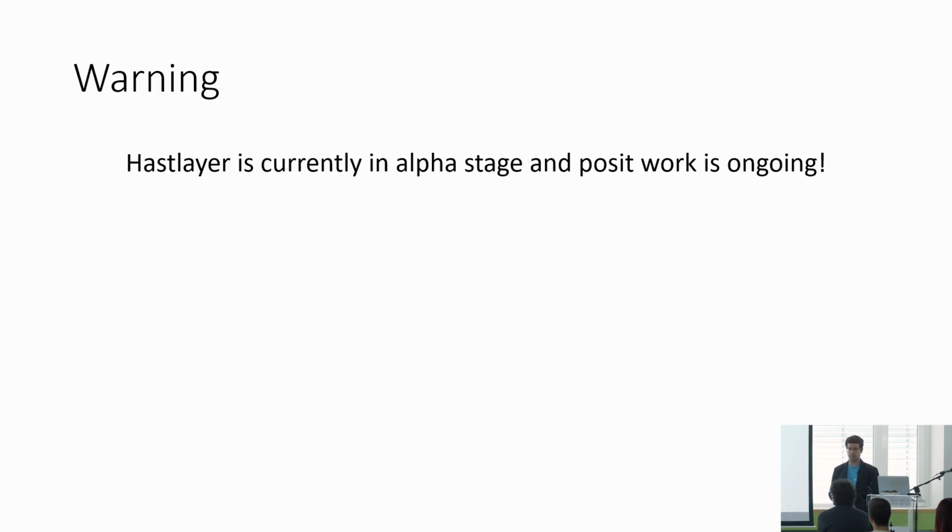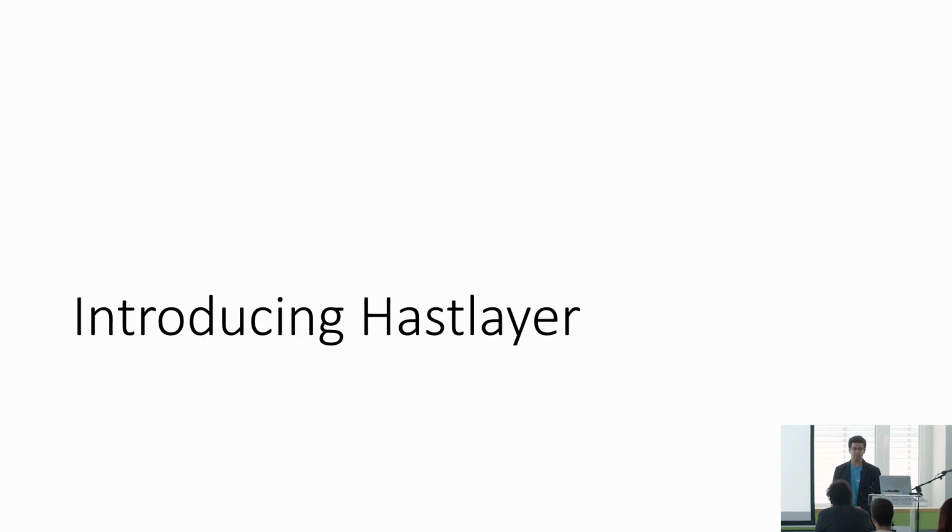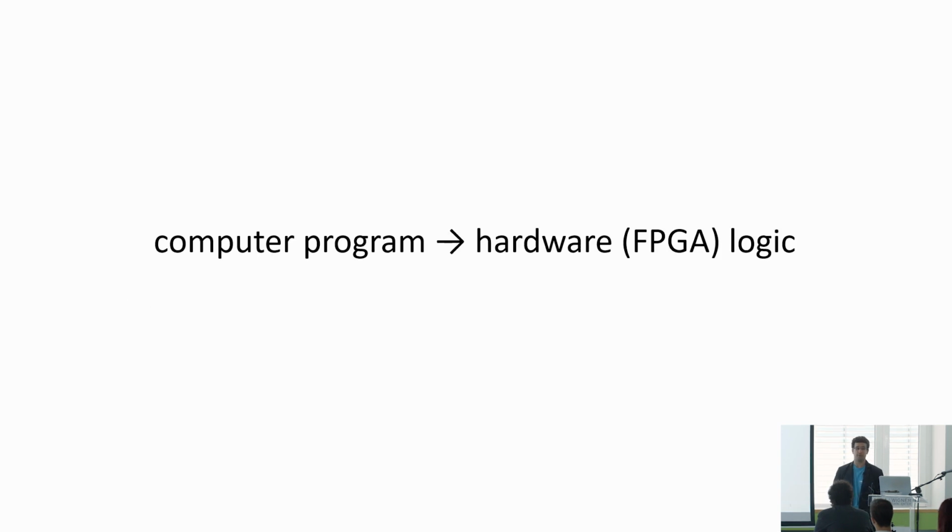Bit of warning before anything else. Hastlayer is pretty much in an alpha state still. So it works fairly well. We have some quirks to iron out. And our Posit work is also pretty much ongoing. So you can also check it out on GitHub. We'll show the links to every source code that we show today later. But that is pretty much ongoing as well. So let's talk about Hastlayer first.